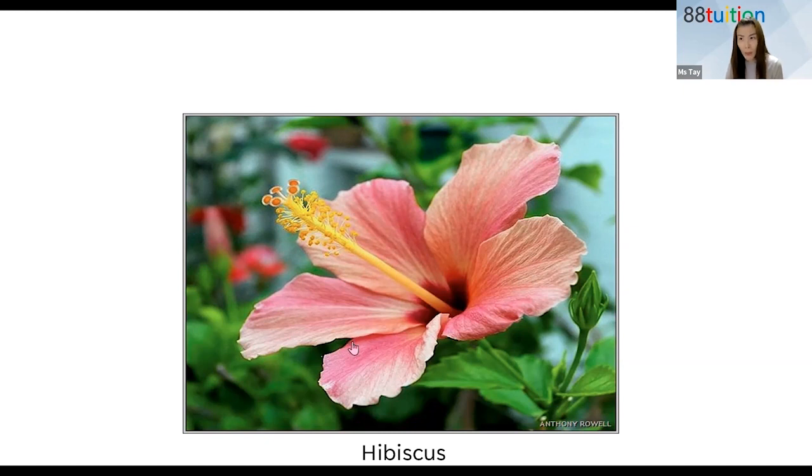Actually, morning glory, okay, they only bloom in the morning, right? And they only last for one day. Okay. This one. It's this one.